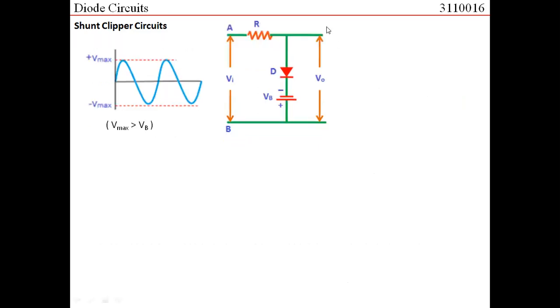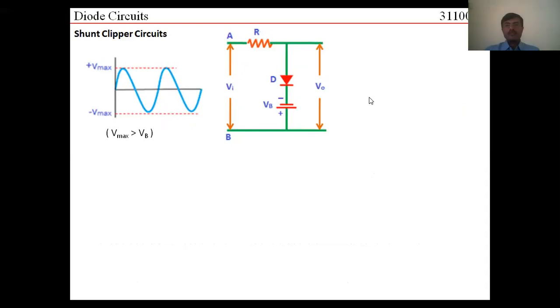Let us try to take this example, where we are adding a DC source. So this would be an example of a biased clipper. Again, the diode is in shunt. The output is taken across the diode. So the diode is in shunt, and this is again an example of a shunt clipper. Again, we move on with the same assumption that the maximum input voltage is more than VB, right? So VB is less than the maximum input voltage that we have.